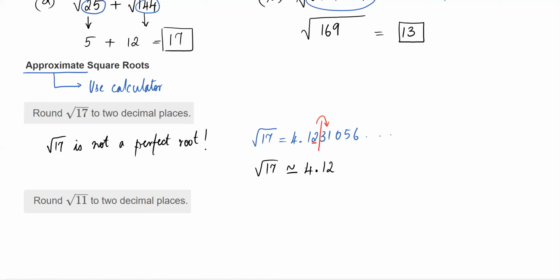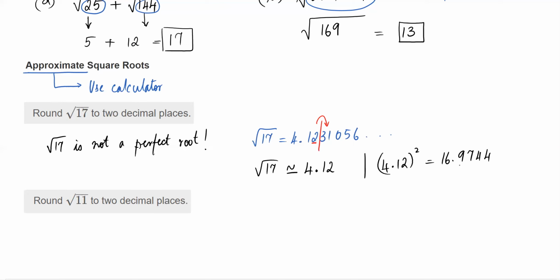So again, if you want to support that, 4.12 when squared gives you 16.97. Okay, let me just write that. 4.12 squared is 16.9744. Well, we rounded it to 12, so you're getting 4 decimal places. And you can see that it's not exactly equal to 17.